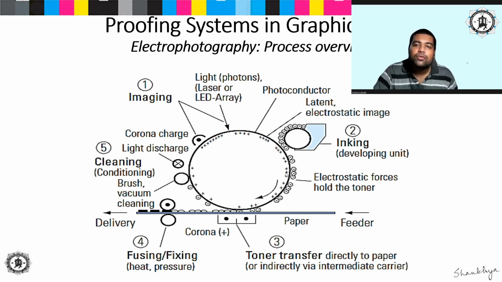So this is the overall process schematic of the electrophotographic process. Now let us first talk a little bit about one of the two processes. So first comes the charging part.